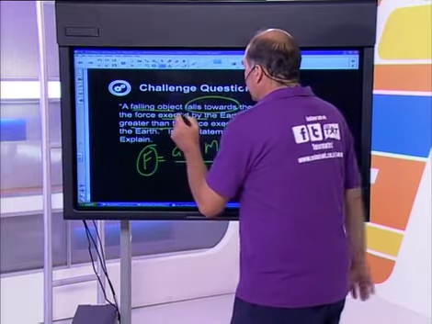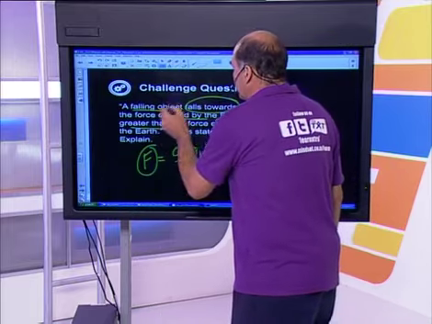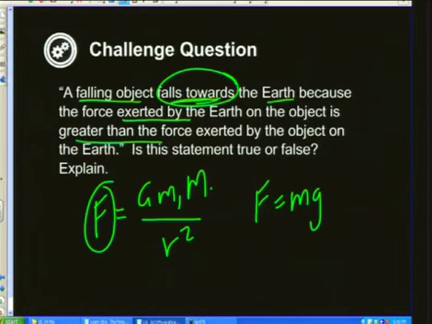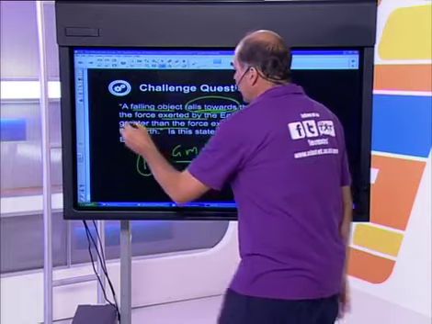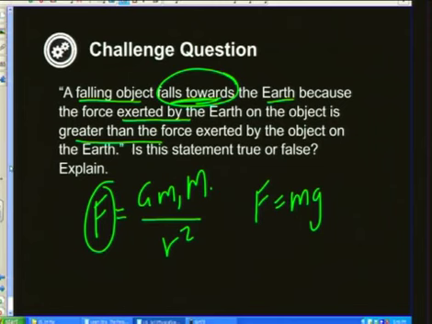And they're suggesting the reason the object falls towards the earth is that there's a bigger force. The earth is pulling the object downwards stronger than the object is pulling upwards on the earth. And that is wrong. The answer here is definitely false. And I've run out of space to write this, so I'm just going to write it over there, down at the bottom.